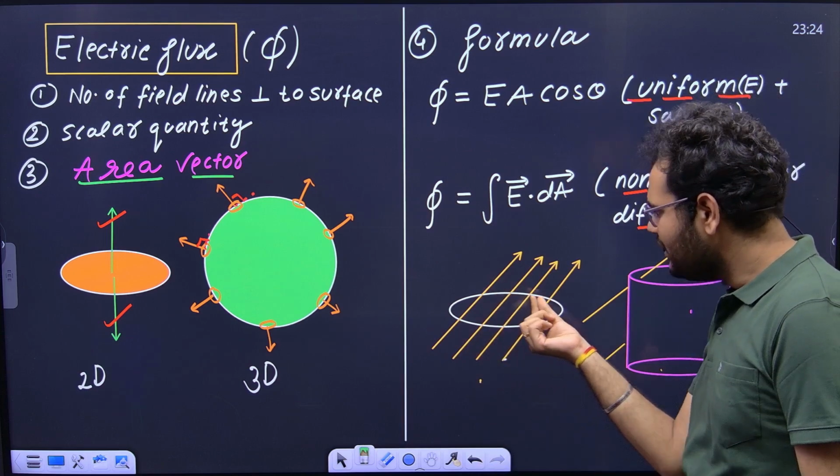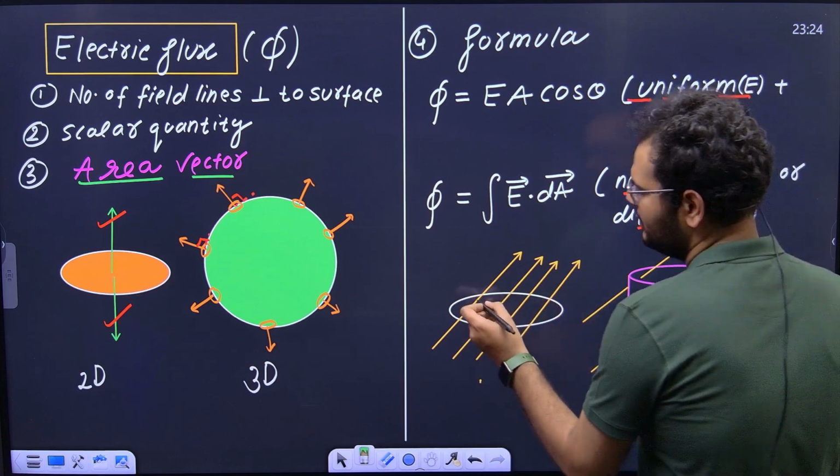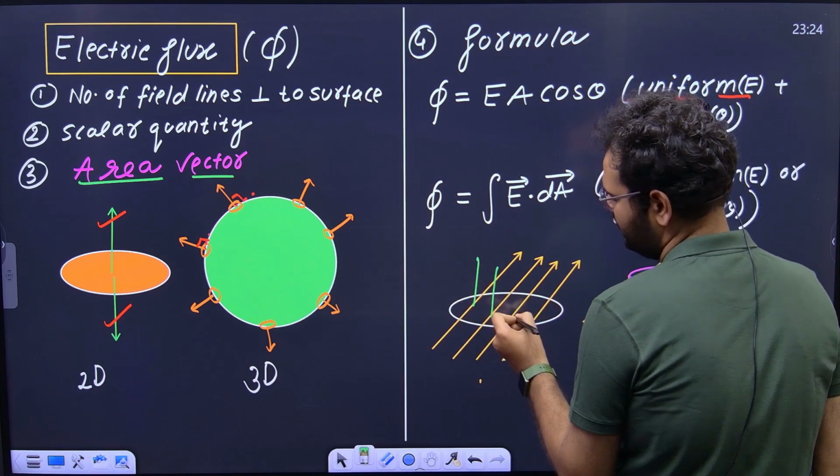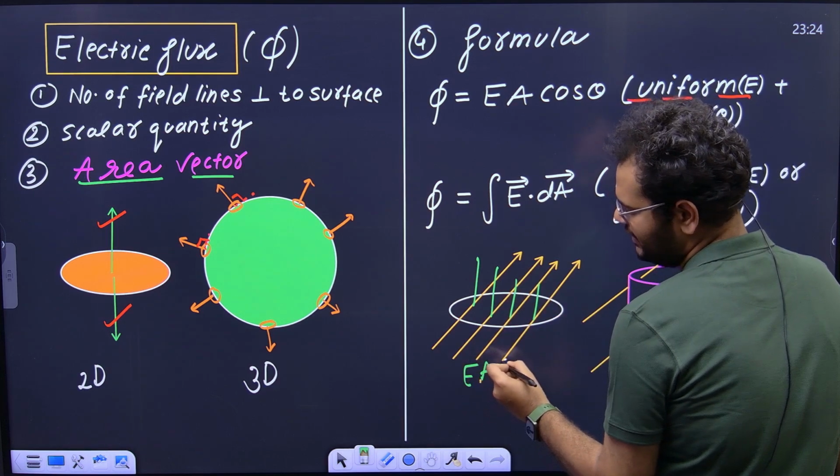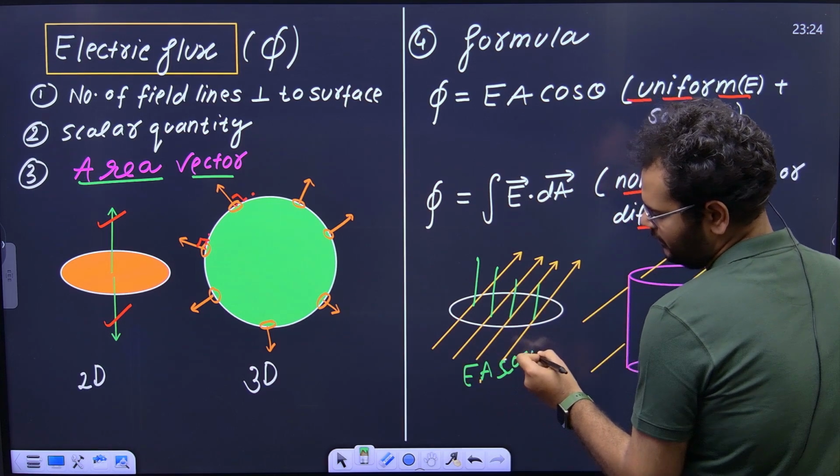Because the electric field is uniform, and the angle with the area is also the same. Can you see that? So no integration. Which formula will I use? Simply EA cos theta. Very good.